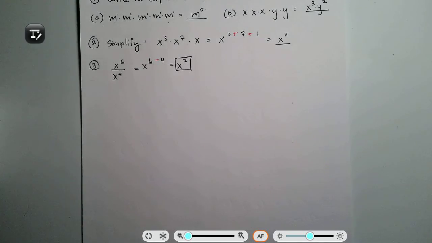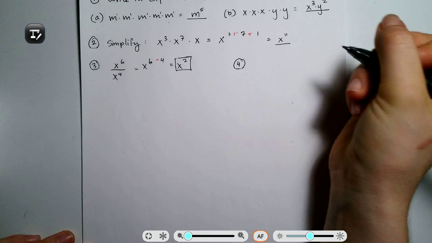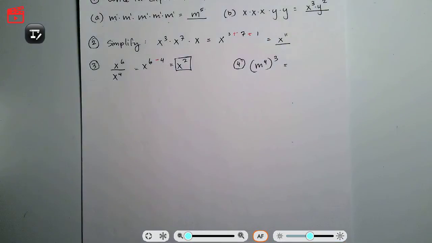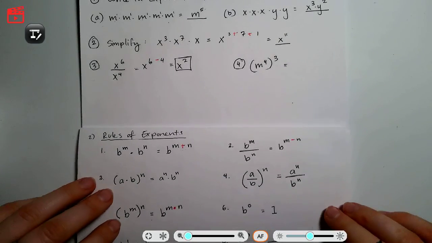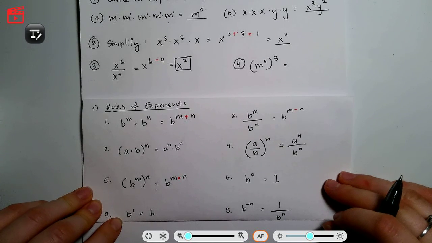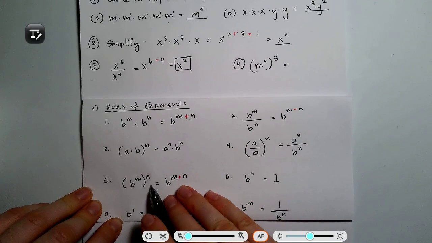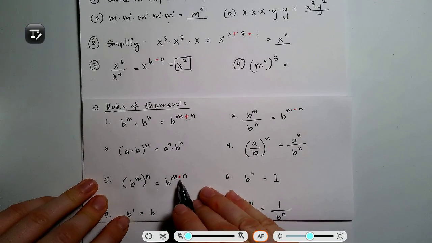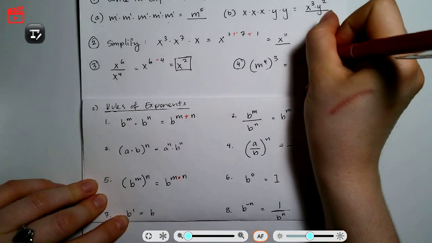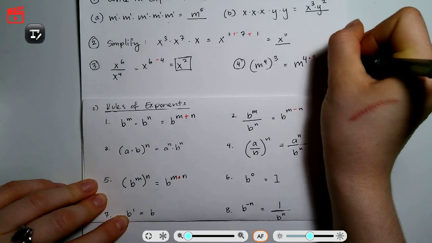All right, let's look at the next one. Number 4. m to the 4th, all to the 3. Okay, bringing out our rules of exponents. Remember, these should be memorized, but we just learned them, so we can bring them out. Let's see. We have parentheses being raised to a power with only one thing inside. Looks like number 5. So what am I going to do? Multiply the exponents. That's going to be m to the 4th power times 3, which will be m to the 12th power.